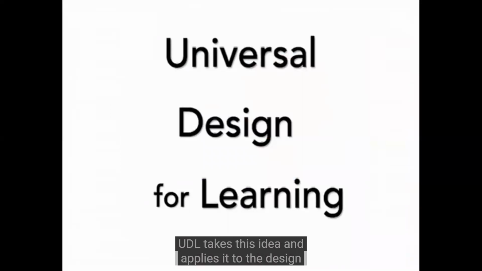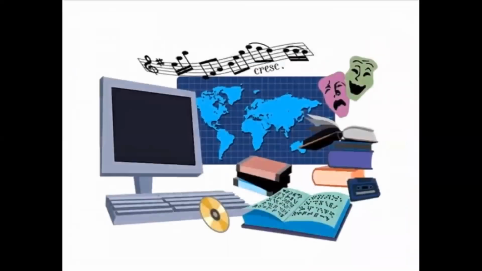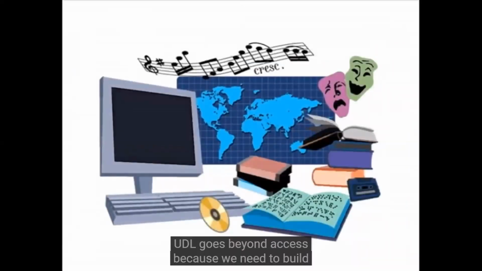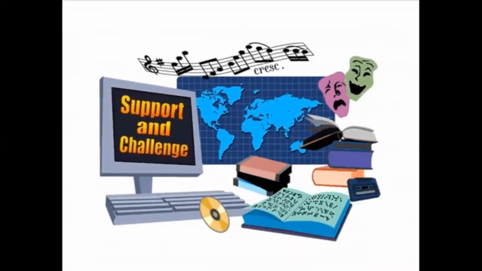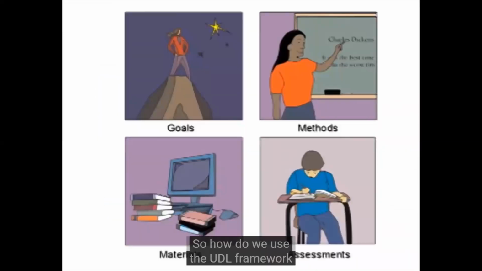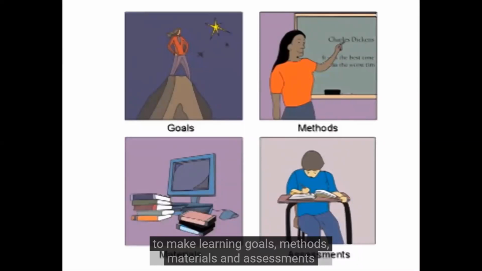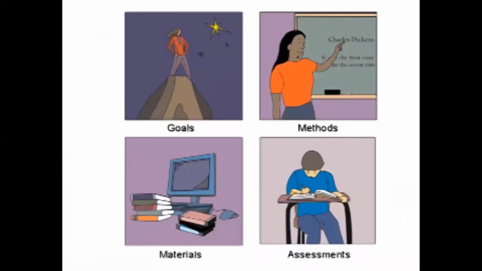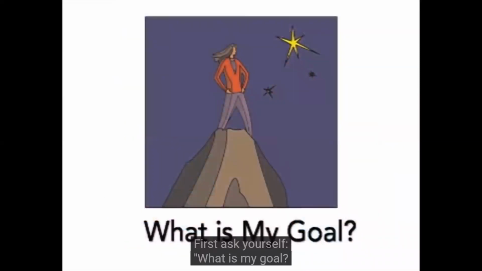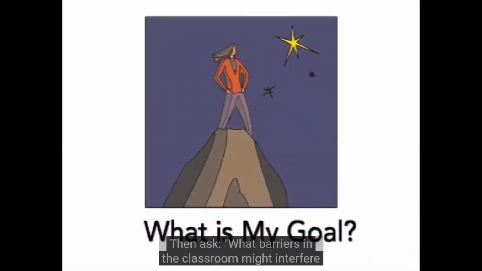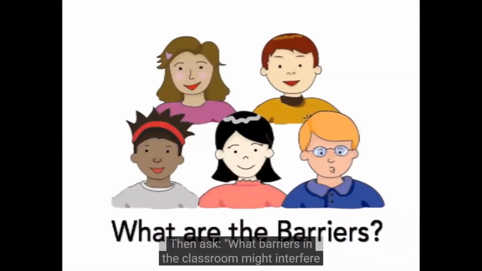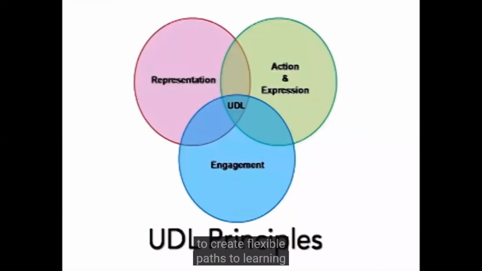UDL takes this idea and applies it to the design of flexible curriculum. UDL goes beyond access because we need to build in support and challenge. So how do we use the UDL framework to make learning goals, methods, materials, and assessments that work for everyone? First, ask yourself, what is my goal? What do I want my students to know, do, and care about? Then ask, what barriers in the classroom might interfere with my diverse students reaching these goals? To eliminate the barriers, use the three UDL principles to create flexible paths to learning so that each student can progress.